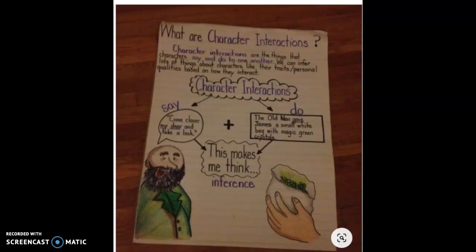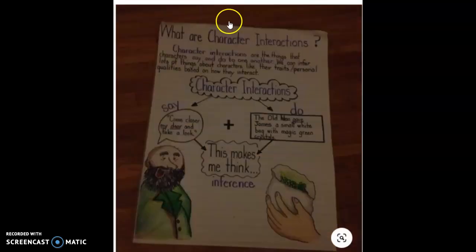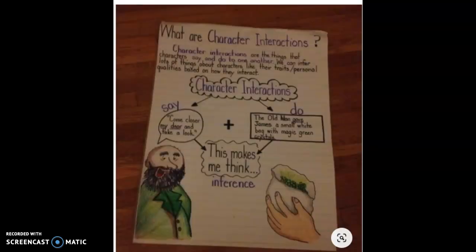What are character interactions? Character interactions are things that characters say and do to one another. Remember, in a play or in drama, what they say is called the dialogue. We can infer lots of things about the characters, like their traits or personal qualities, based on how they interact. So when it says that we can infer, that means we are making an inference.